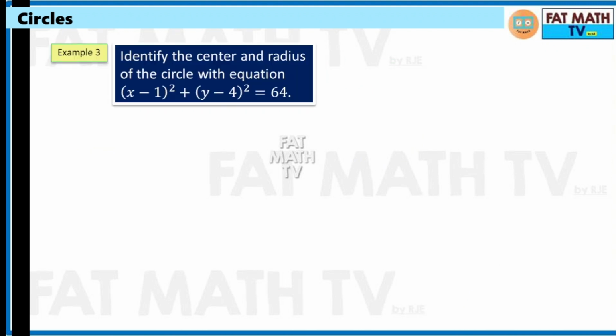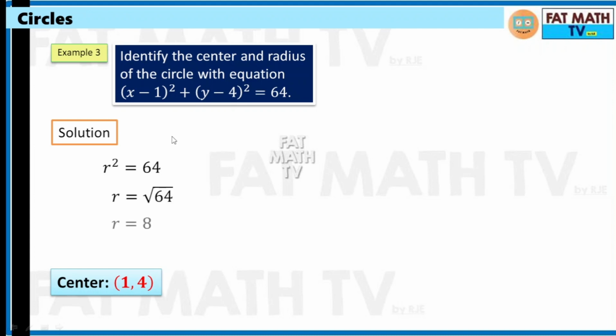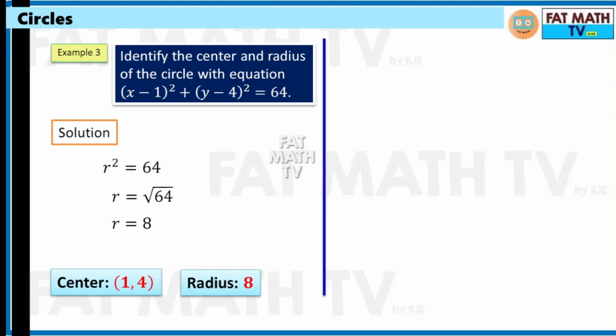Example number 3. Identify the center and radius of the circle with equation x minus 1 squared plus y minus 4 squared equals 64. Here we have a standard equation. The center can easily be identified because what's here is x minus h squared plus y minus k squared equals r squared. The 1 is the h and 4 is the k. So the center is 1, 4. And then for the radius, take the square root of 64, that is 8. So center 1, 4, radius is 8.